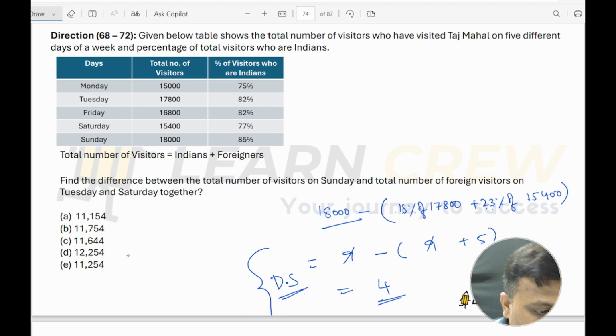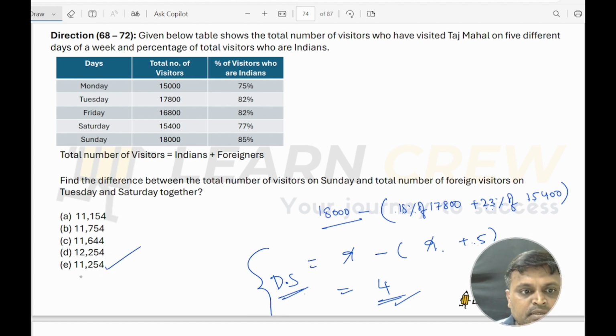Where do you have digital sum 4? If you see here, where do you have 4? Any option? 11154? No. 11754? No. Am I correct here or not? Here digital sum 9 plus 5 means 14. 14 means 5. So 9 minus 5, you should get 4. Where do you have 4? Is there any option?